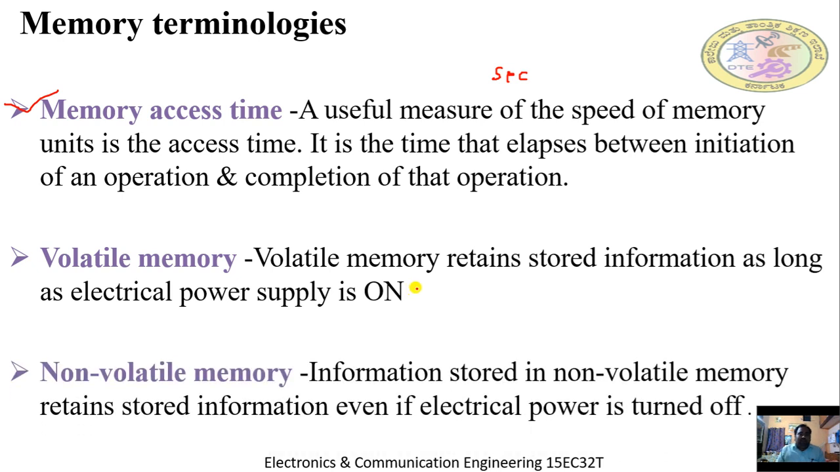So next one is the non-volatile memory, which is exactly opposite to that volatile memory. Here the information is stored even if the electric power is turned off. In the sense, if you manually switch the power off, or if the power goes off automatically, then also the content or the information that is available in the non-volatile memory will not be erased.